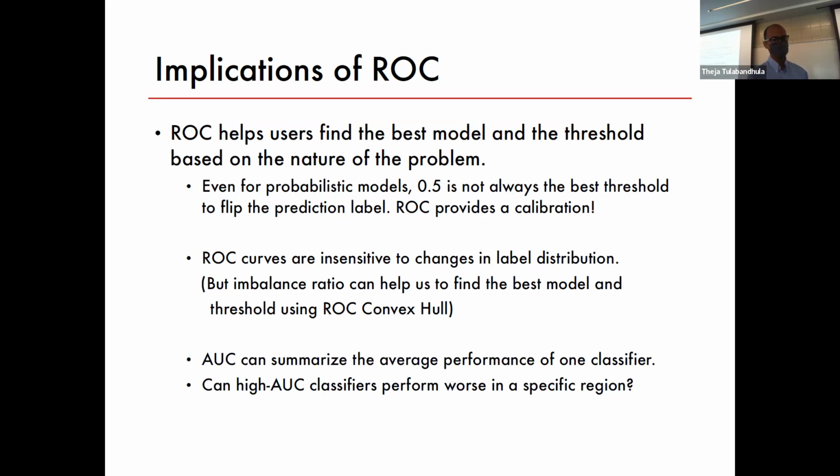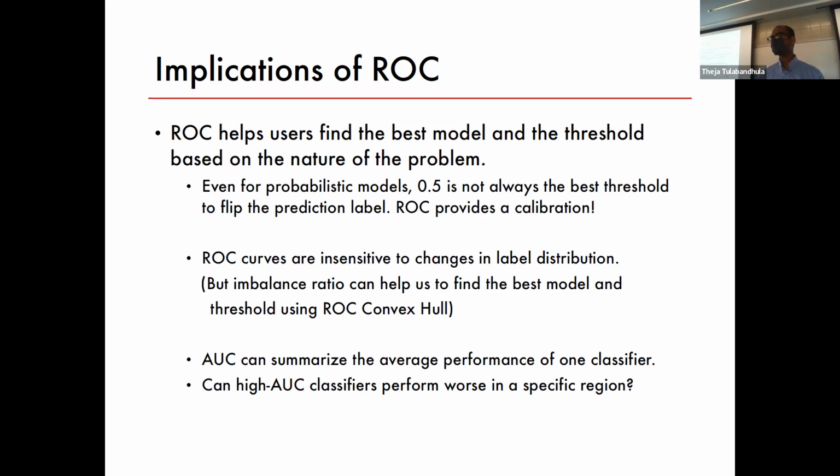And then we said AUC can summarize the average performance of one classifier or one classifier set. One question you can ask here is, can high AUC classifiers perform worse in a specific region? And they can, as we're going to see in a particular example in the next slide. High AUC means they are at the top left of the ROC curve, which is the ideal point, where the true positive rate is 1 and the false positive rate is 0. Are we missing anything else from the picture?